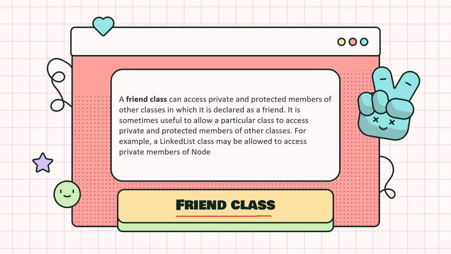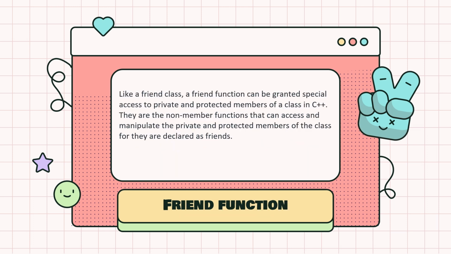Basically, a friend class is used to access the private and protected members of another class. When we declare in a base class that another upcoming class is a friend of the base class, it means that the class we declare after our base class will be able to access the protected and private members of our base class. So that's it about our friend class. And now we have to move forward.